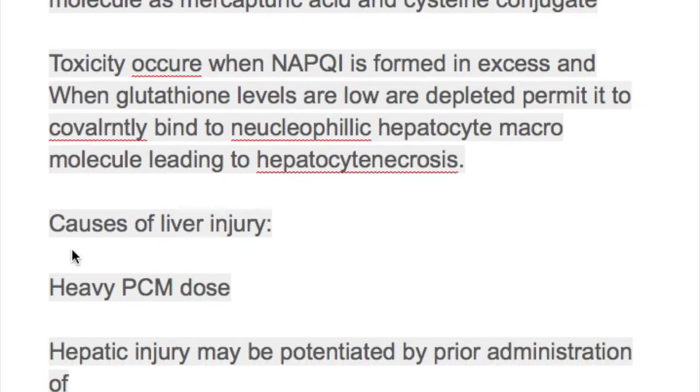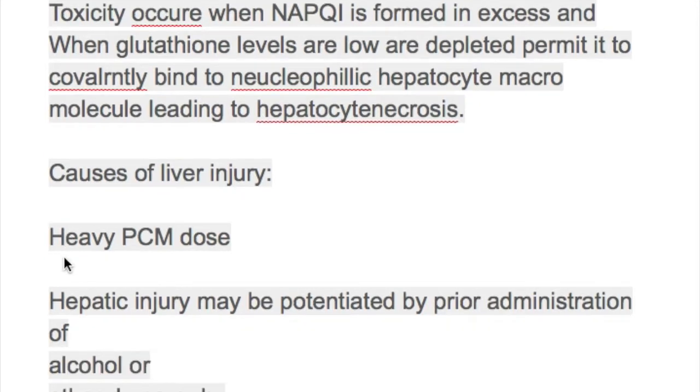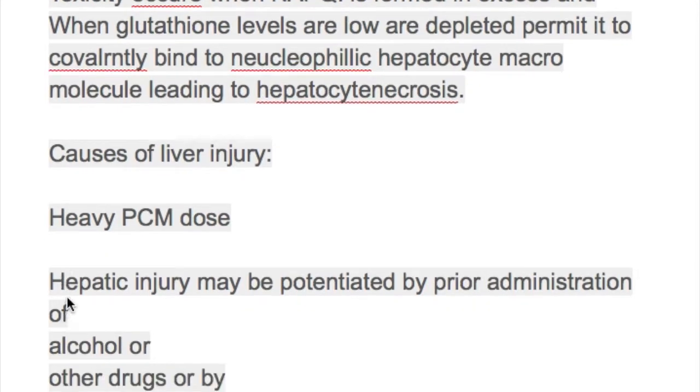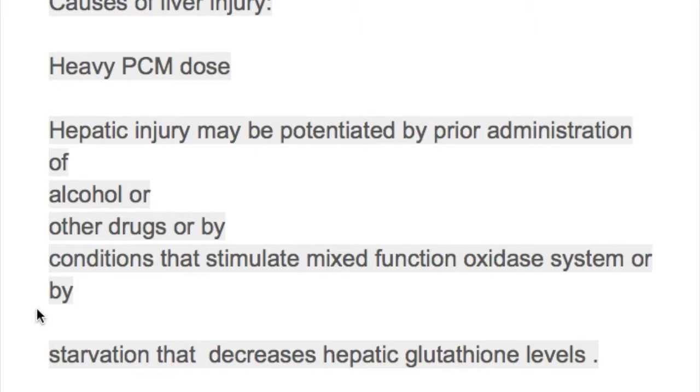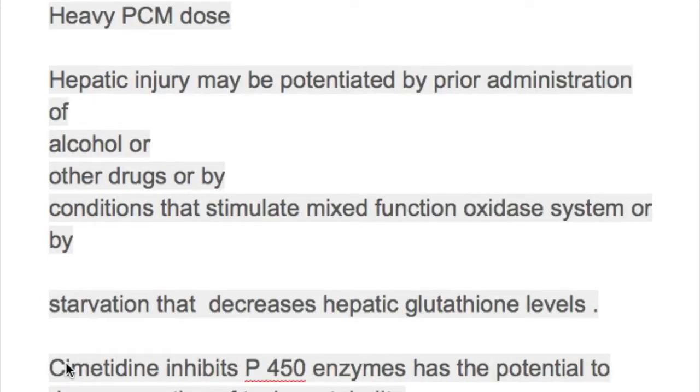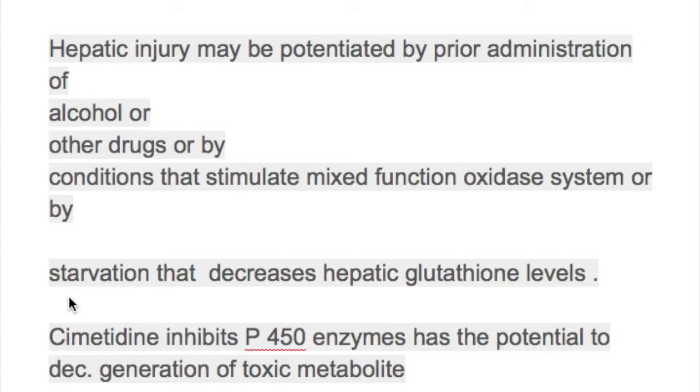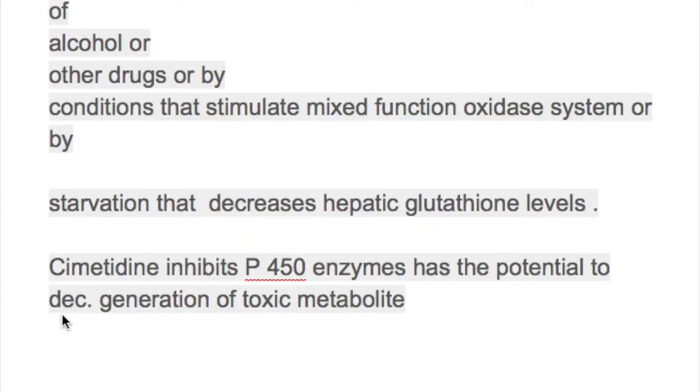The causes of liver injury are heavy acetaminophen dose. Hepatic injury may be potentiated by prior administration of alcohol or other drugs, and the conditions that stimulate the mixed function oxidase system, or by starvation that decreases hepatic glutathione levels. One important drug, cimetidine, inhibits the cytochrome P450 enzyme, and that has the potential to decrease the generation of toxic metabolites.